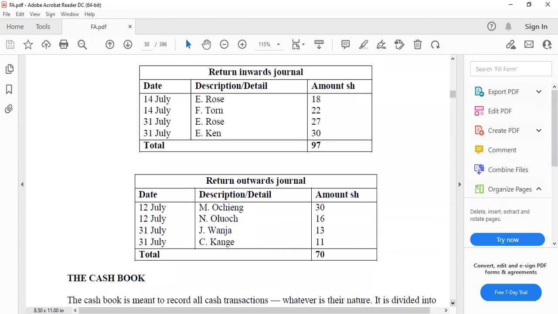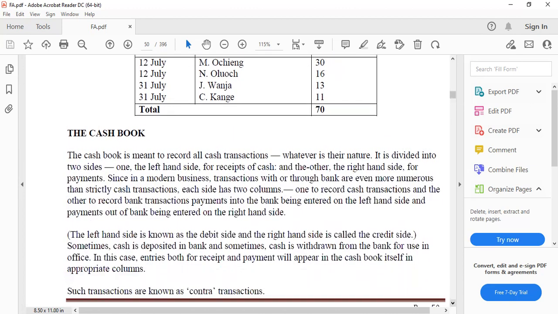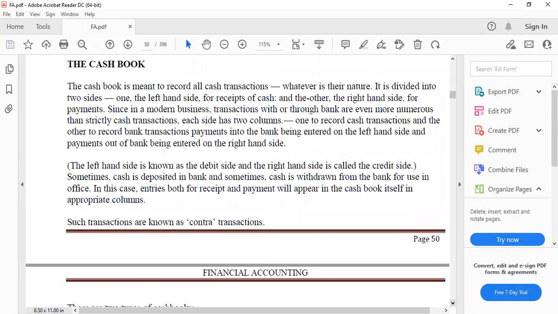So when you want to record these journals, there is no big task. You only need to record the date and description here. All details you need to give, who was the debtor or the creditor. In this case, you record them and the amount that each and every transaction relates to. Good. I'm done with the sales journals. Now I want to go to cash book.